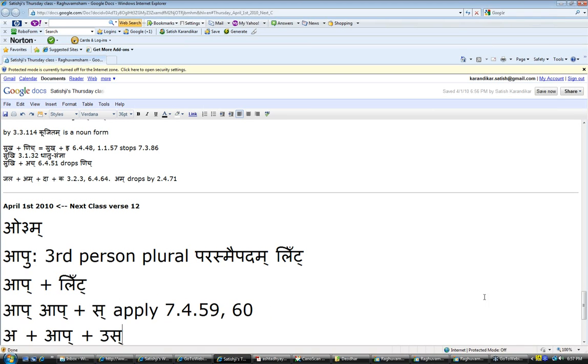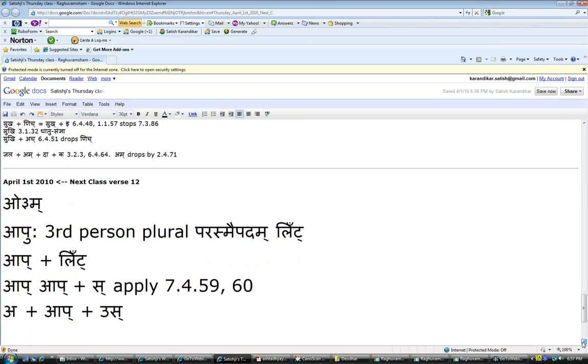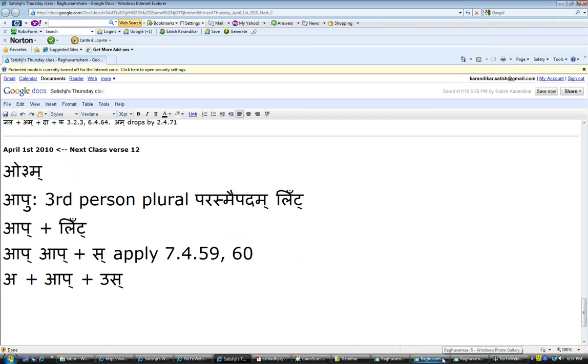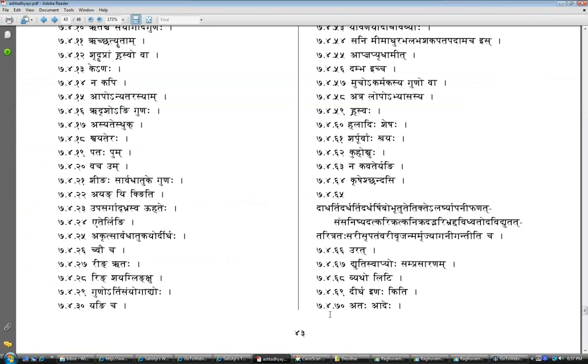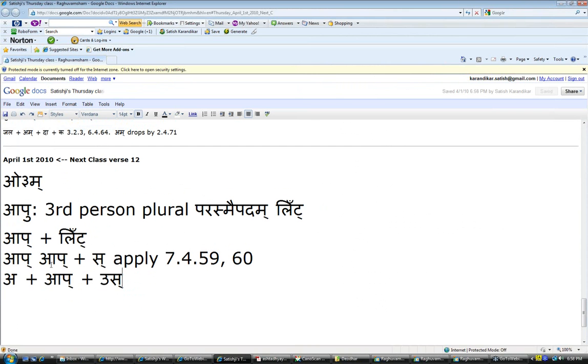Now at this point, there is one sutram which says ata adehe. When you have a short akara, and the lit pratyaya is following, then that will become long. Let's go to the sutram there. Ata adehe. If you look at that, it becomes dirgha. It becomes a again. That really comes into importance when you have a dhatu beginning with short a. Because what happens if this dhatu is beginning with a short akara, what will happen is that when you do this a plus a, you can have atogune.